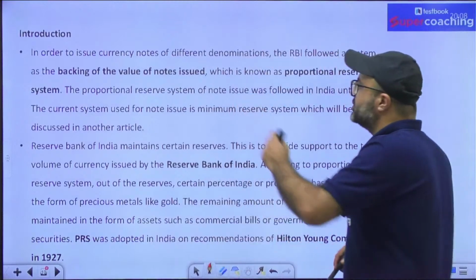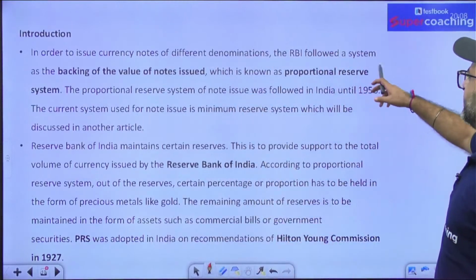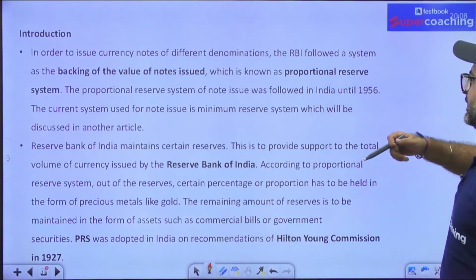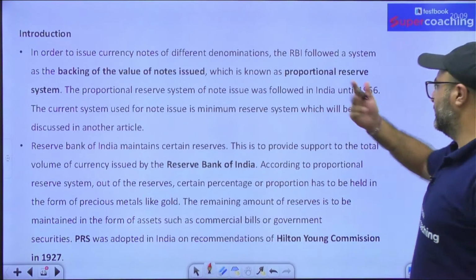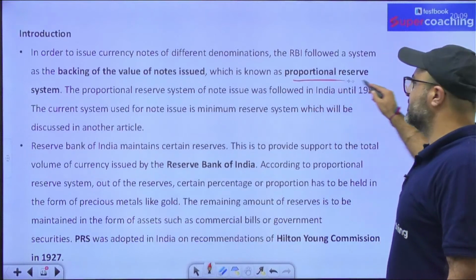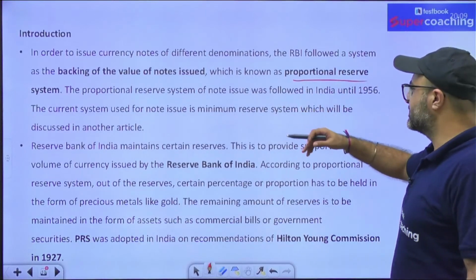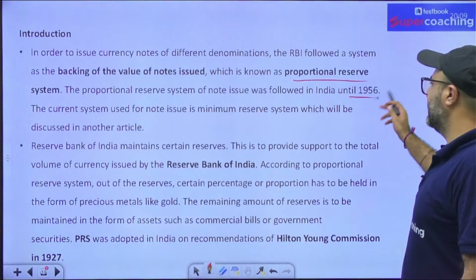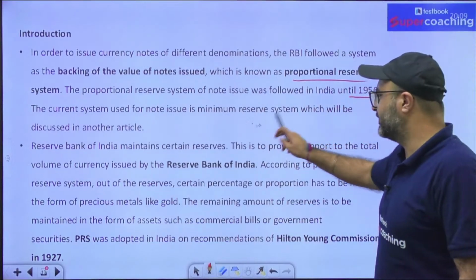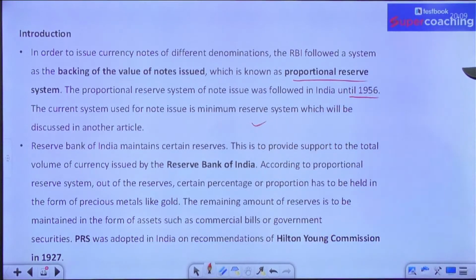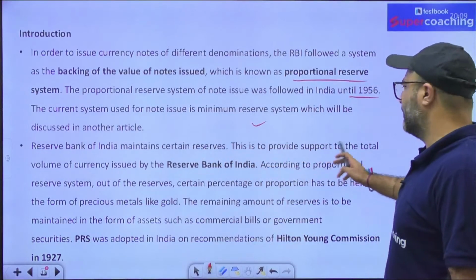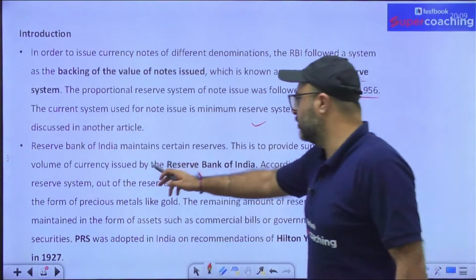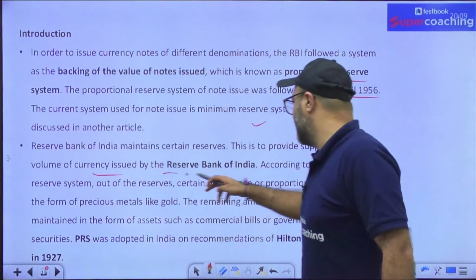In order to issue the currency notes of different denominations, RBI followed a system, which we call backing of values of notes issued, known as the proportional reserve system. The proportional reserve system of note issue was followed in India until 1956, and after 1956 the minimum reserve system was introduced. Please pay attention. RBI maintains certain reserves. This is to provide support to the total volume of currency issued by the Reserve Bank of India.